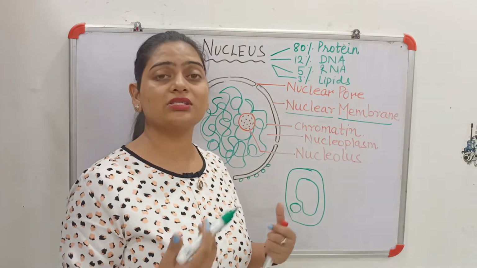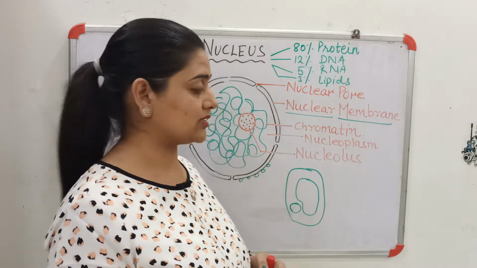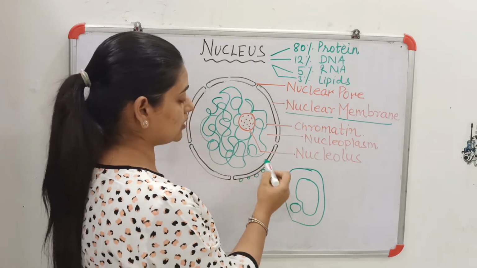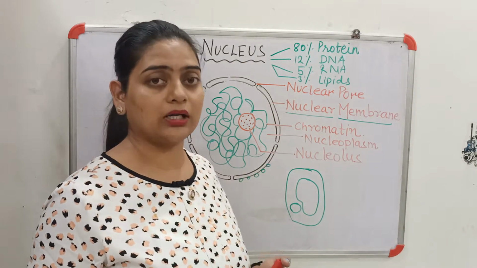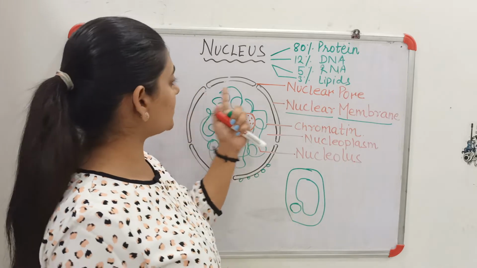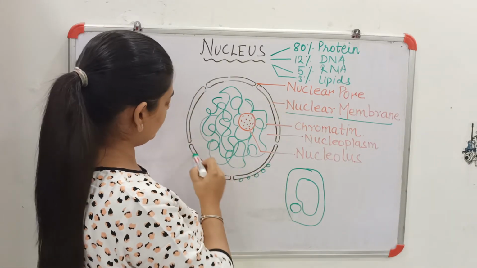Now, you will ask me, what is the function of ribosomes? Ribosomes help in the synthesis of proteins. And this nuclear membrane is also connected to the endoplasmic reticulum. Okay. But can you see small gaps in between the nuclear membrane?